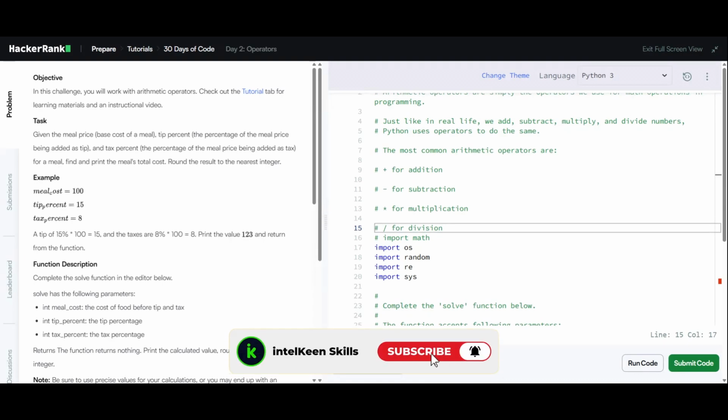Arithmetic operators are simply the operators we use for math operations in programming. Just like in real life, we add, subtract, multiply, and divide numbers. Python uses operators to do the same. The most common arithmetic operators are plus for addition, minus for subtraction, star for multiplication, and slash for division. You will use these operators in almost every real world program.